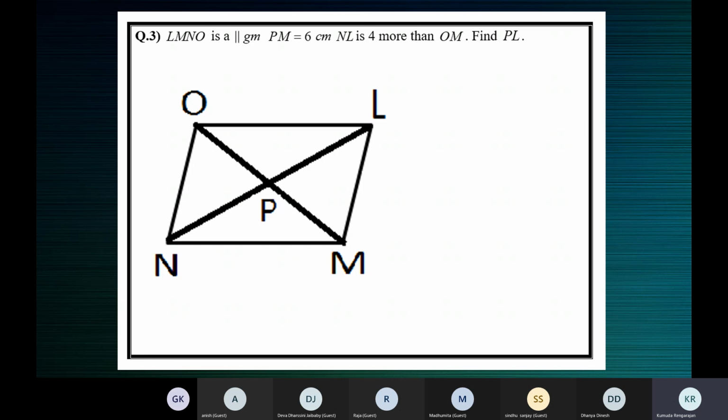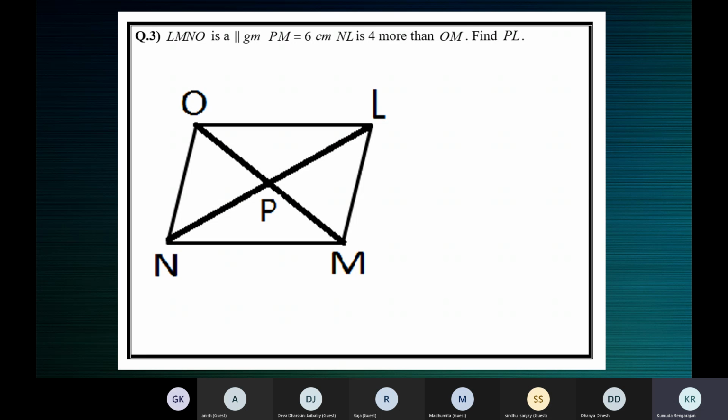But when you take up one diagonal, you can identify its midpoint. So when you look at the diagonal OM, which is the midpoint of OM? P, ma'am. Which is the other diagonal? LN, ma'am. What is the midpoint of LN? P, ma'am. P is the midpoint of both the diagonals.